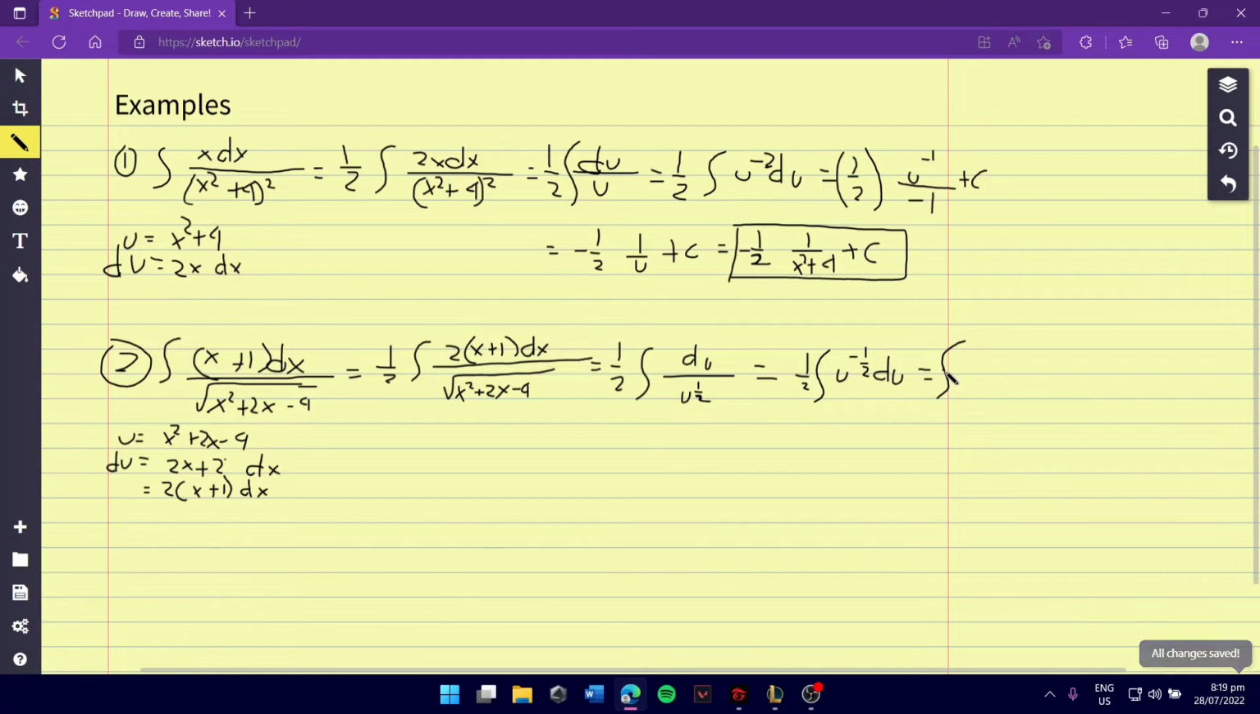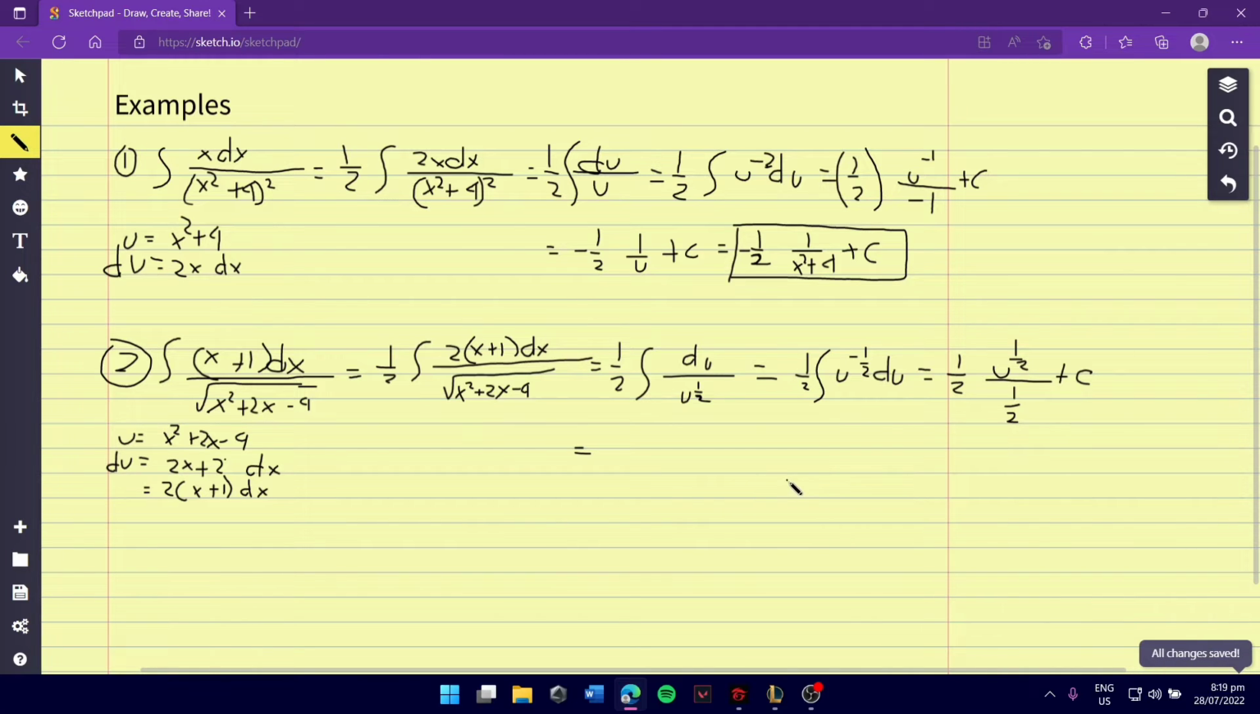So we have here the integration: 1 half, then u raised to 1 half. Negative 1 half plus 1 is equal to 1 half. And then 1 half here over 1 half times our du. And then you add our c, right? And then c. Next, we will simplify.